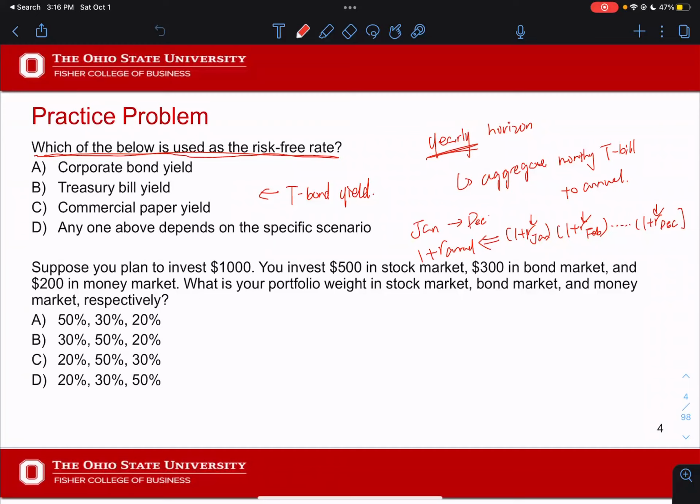So the bottom line is that treasury bond fluctuates much more because of the longer horizon. So sometimes we don't use it for measuring treasury risk-free rate because of this long horizon. Another reason, I just talk about long horizon.